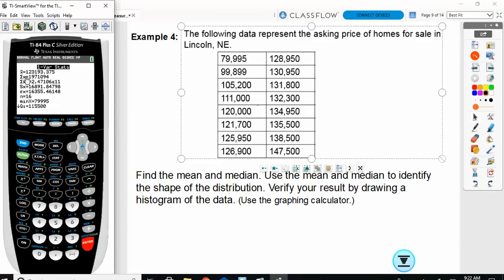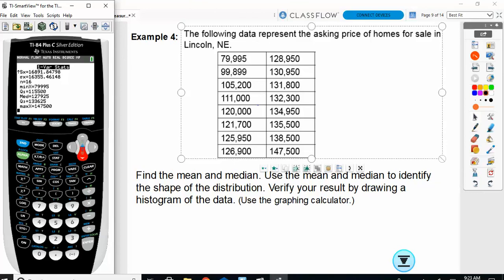It has a whole list of information here. We haven't talked about a lot of this stuff yet. But if you look, the median, it calls it Med, so it also gives you the median. You just have to scroll down to that. If you go through your list, it does not tell you the mode. So if I ask for the mode, you have to find that yourself. But it will give you the mean and the median.